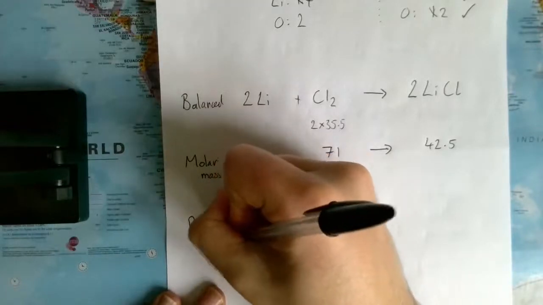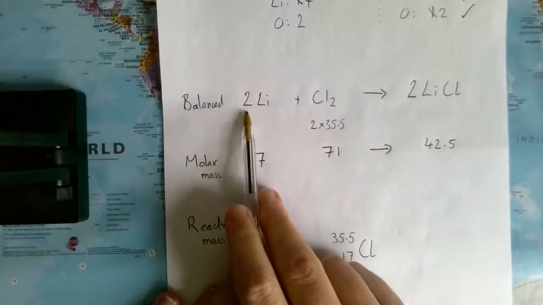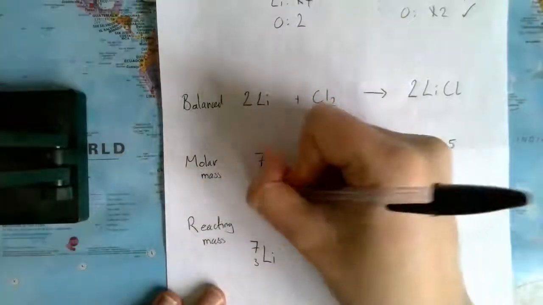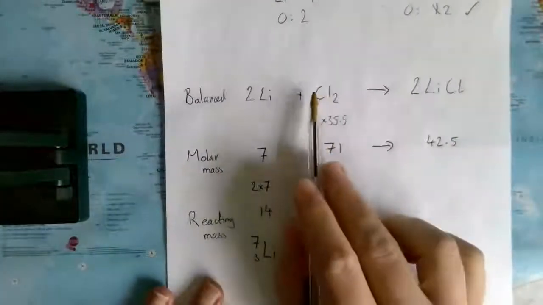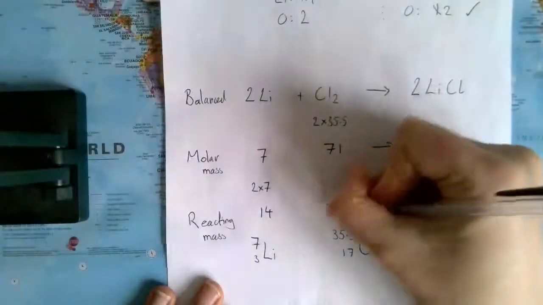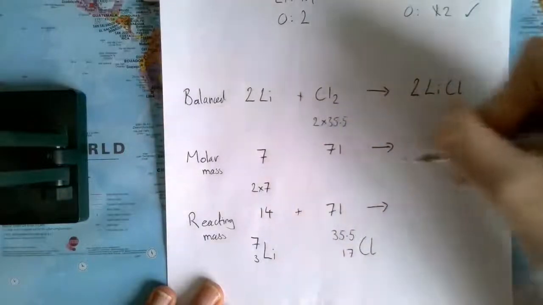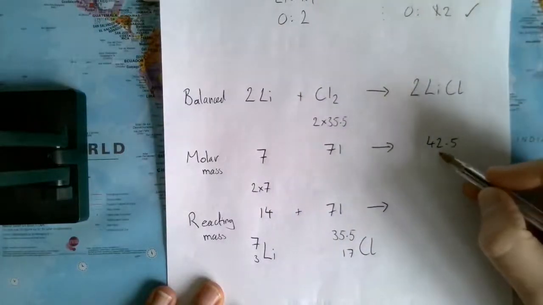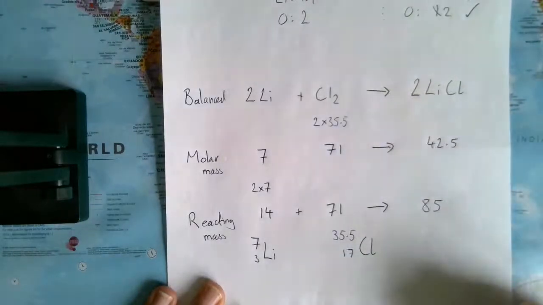The point when the moles really come in and help you is the R, and that's actually the reacting mass, where you take the number you've got here and you multiply it by whatever the number of moles was. So there's 2 lithiums, so this is 2 times 7, which is 14. There's nothing written here, which means there's 1 mole of it, so 1 times 71 is just 71. And then there's 2 moles of lithium chloride, so 2 times 42.5 gives us 85.